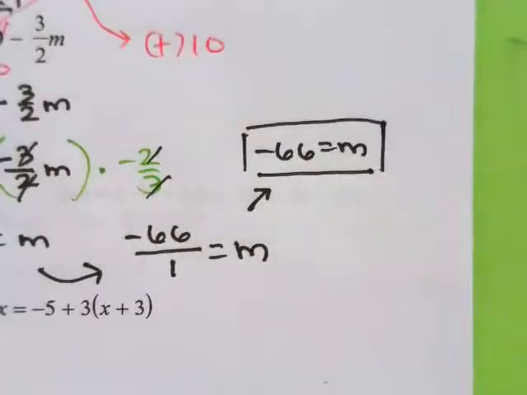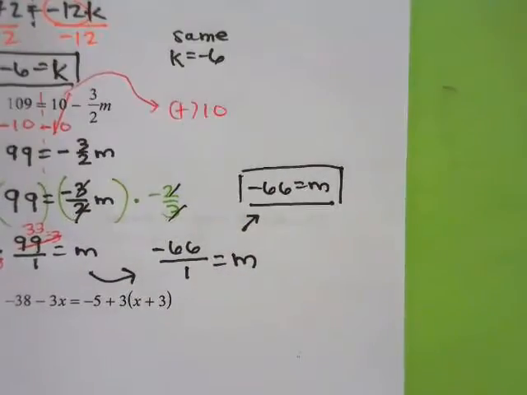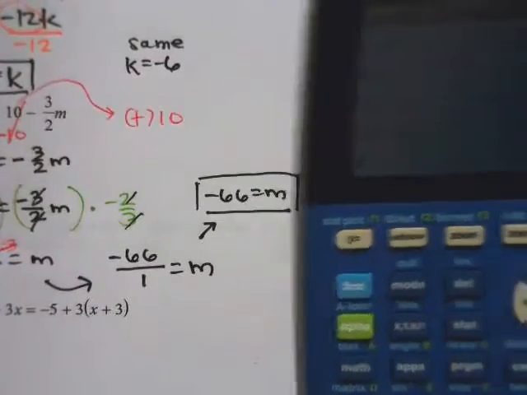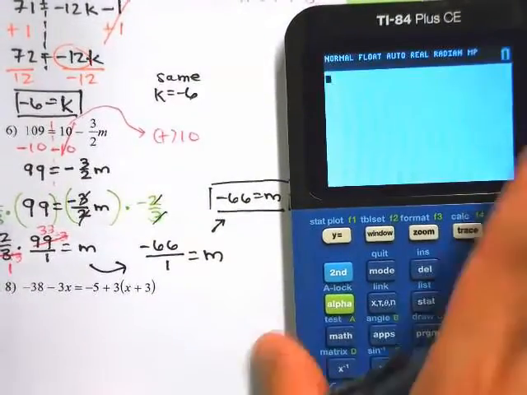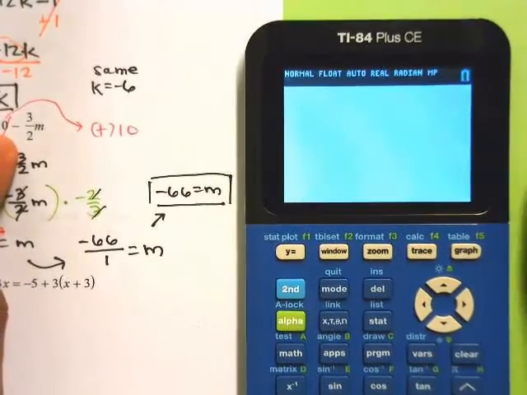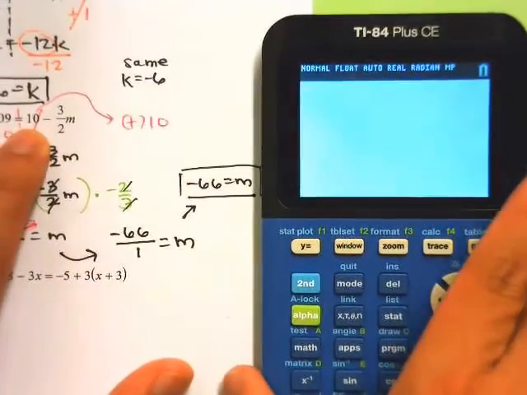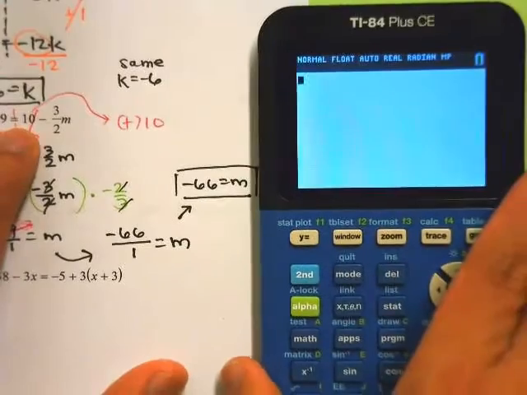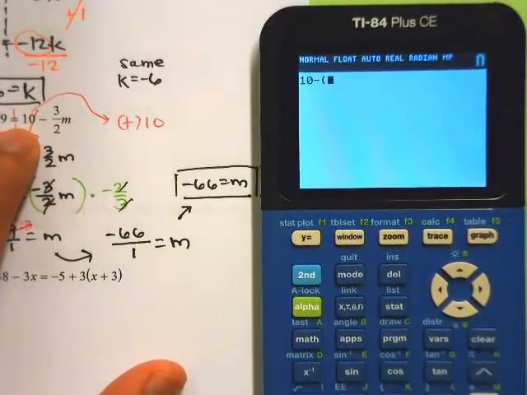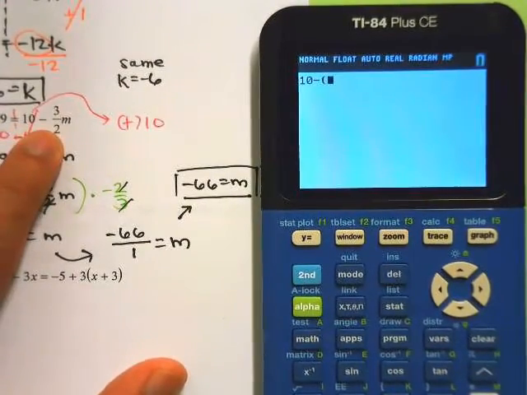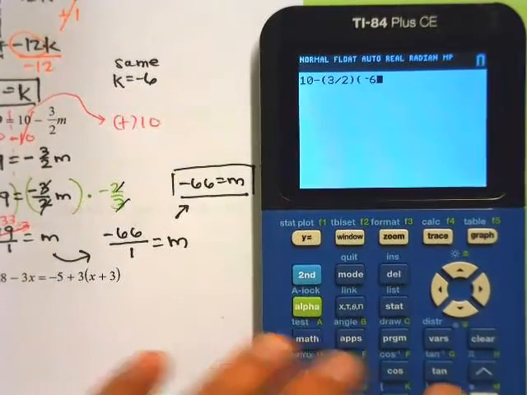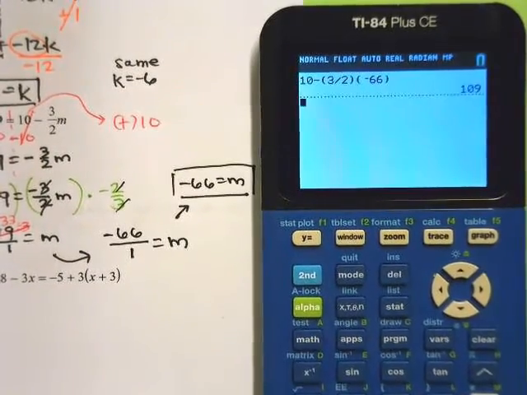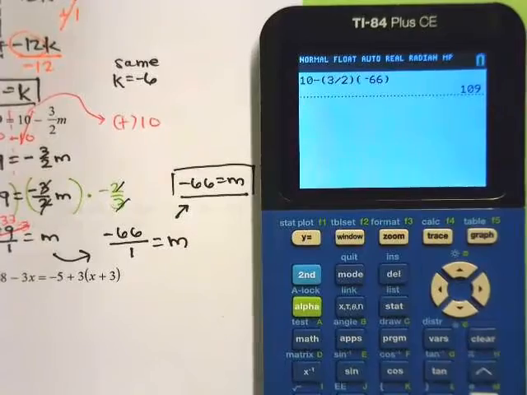You can also check your work, just to make sure that you should be getting this. Some of you guys may have the graphing calculator, and if not, I think there are other ways to input your answers. So I'm just going to start with the 10, and I just want to see that it equals up to the 109. So I'll start with 10 minus, and I'm going to put parentheses, 3 divided by 2. And then at the same time, I'm going to put another parentheses. We said m was negative 66. And let's just go check that work. And yes, it does come out to 109.